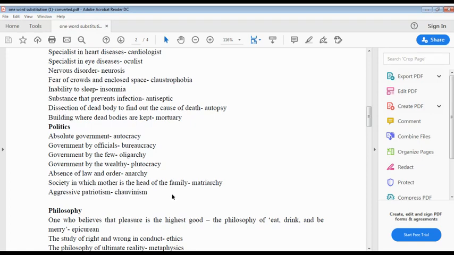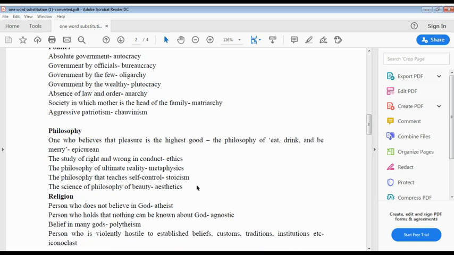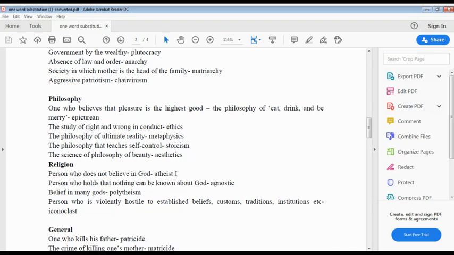Aggressive patriotism, chauvinism. From the philosophy field, these are the one word substitutions: ethics, metaphysics, stoicism, aesthetics, the science or philosophy of beauty. The philosophy that teaches self-control, stoicism. From religion also, these are the examples: atheist. What is meant by atheist? This long expression: person who does not believe in God. The one word substitute for this longer expression is atheist. Person who holds that nothing can be known about God, agnostic.